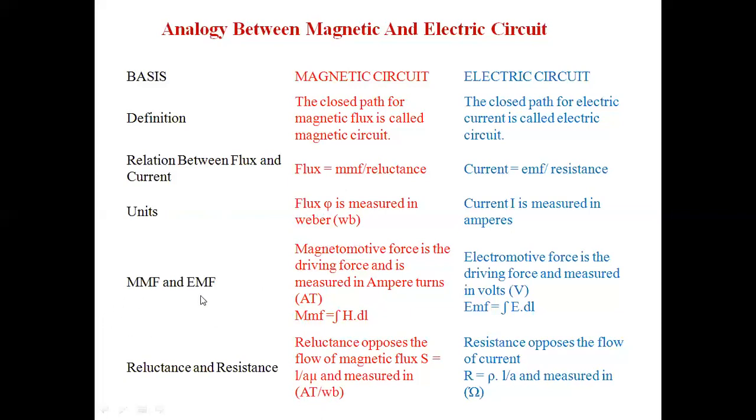MMF and EMF are similar. Magnetomotive force is the driving force and is measured in ampere-turns. In the electric circuit, electromotive force is the driving force and is measured in volts. Now the reluctance and resistance. The reluctance opposes the magnetic flux, S equals L upon A mu, and the unit is ampere-turn per Weber. Resistance opposes the flow of current, R equals rho L by A, measured in ohm.